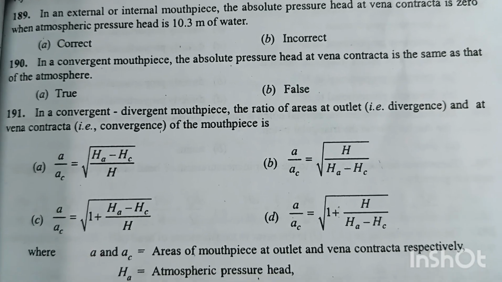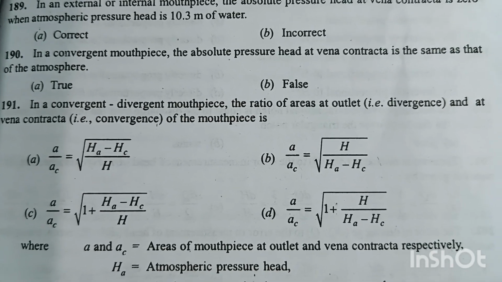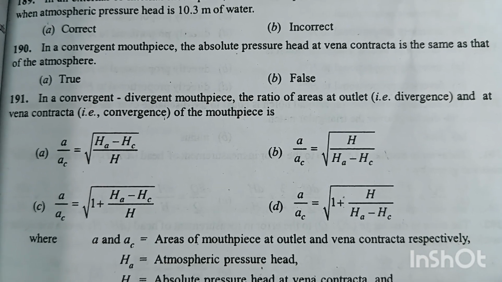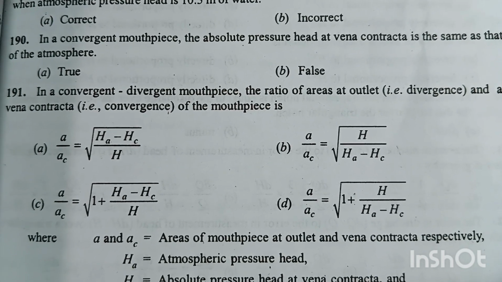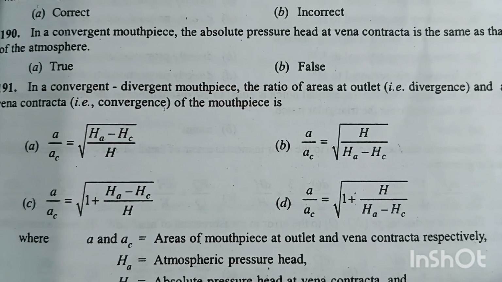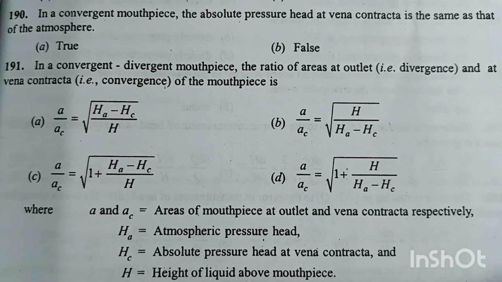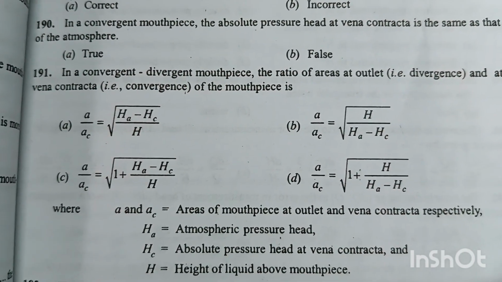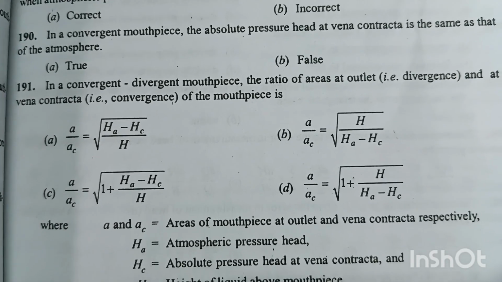True. Question number 191. In a convergent divergent mouthpiece, the ratio of area at outlet of divergence and at vena contracta of convergence of the mouthpiece is: Option C is right answer. A by AC equal to root over of 1 plus (HA minus HC) divided by H, where A and AC is the area of mouthpiece at outlet and vena contracta respectively, HA is the atmospheric pressure head and HC is the absolute pressure head at vena contracta, and H is the height of liquid above the mouthpiece.